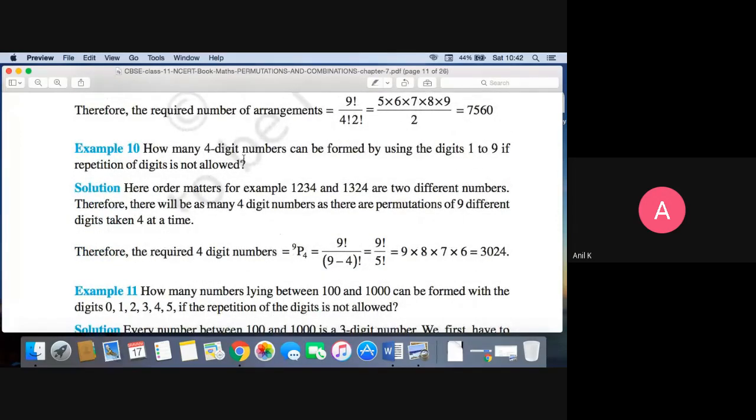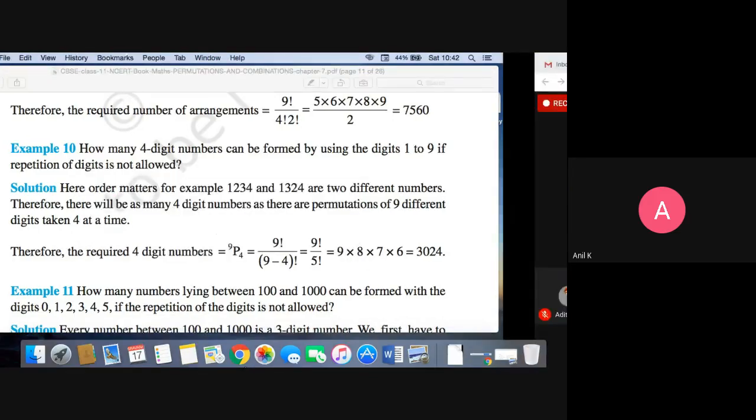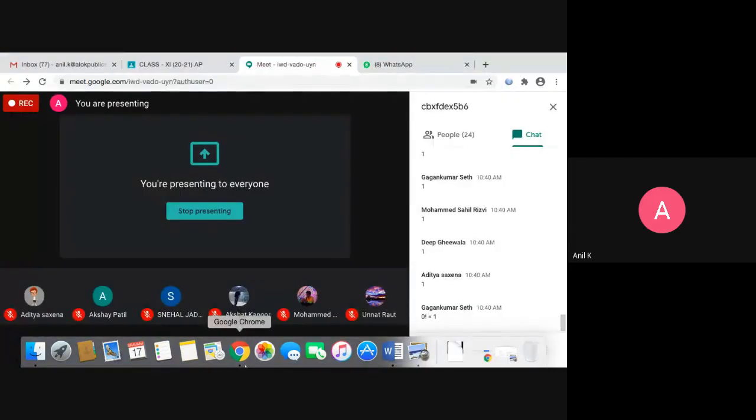Now how many 4-digit numbers can be formed by using the digits 1 to 9? Just quickly, can you give me the answer? You have to use the digits from 1 to 9. How many 4-digit numbers can you frame? I am waiting for your answer. You have to use the digits from 1 to 9 and make 4-digit numbers.